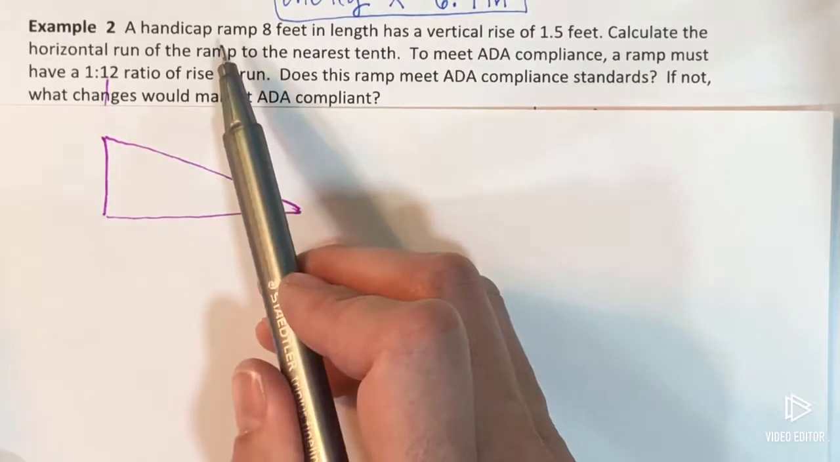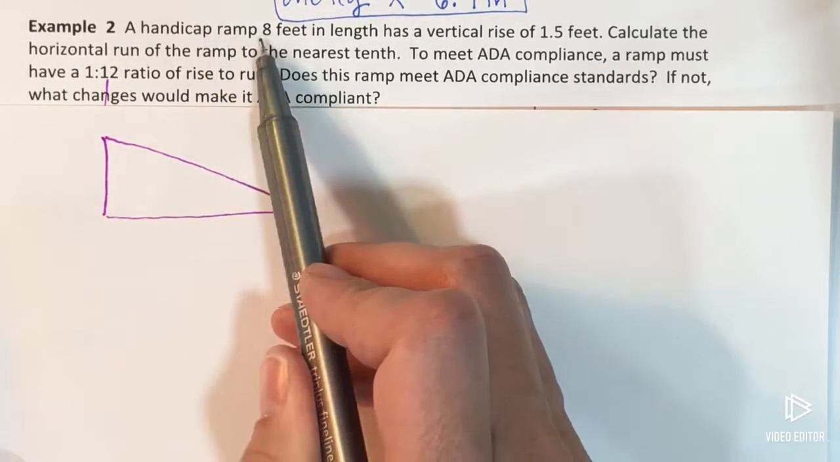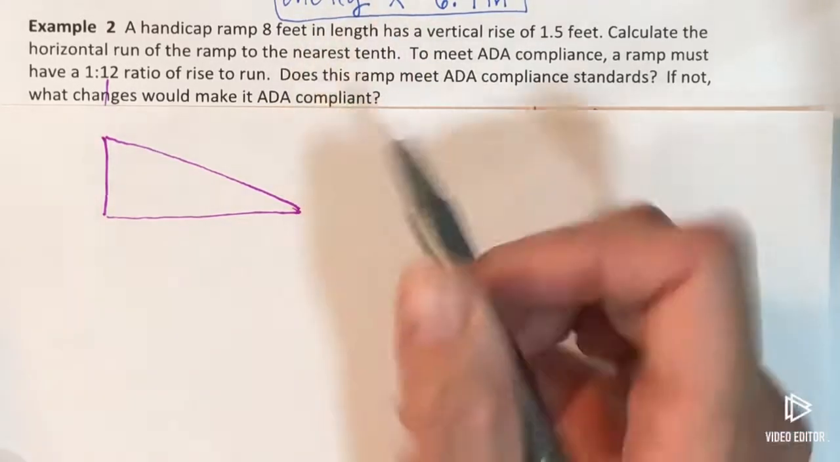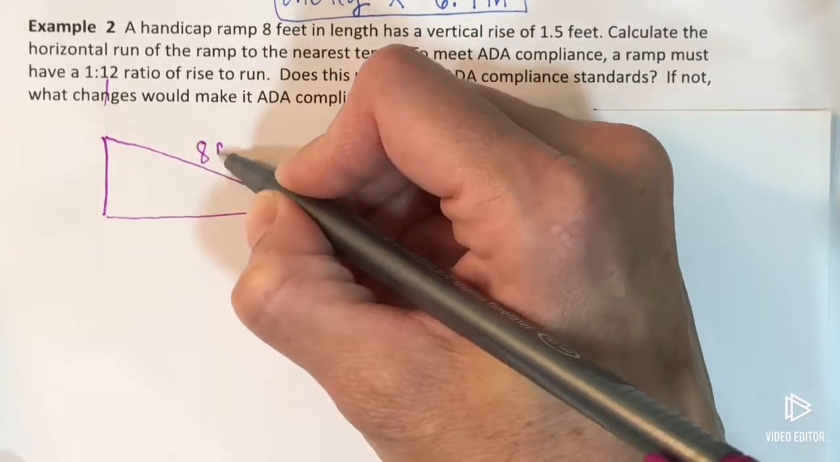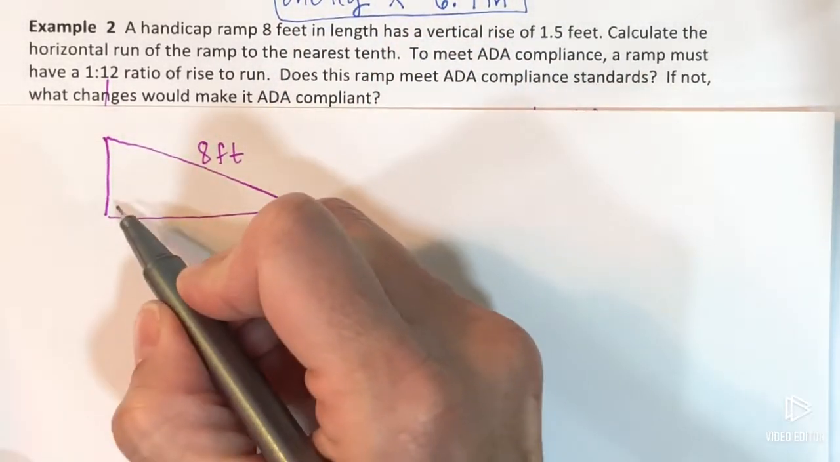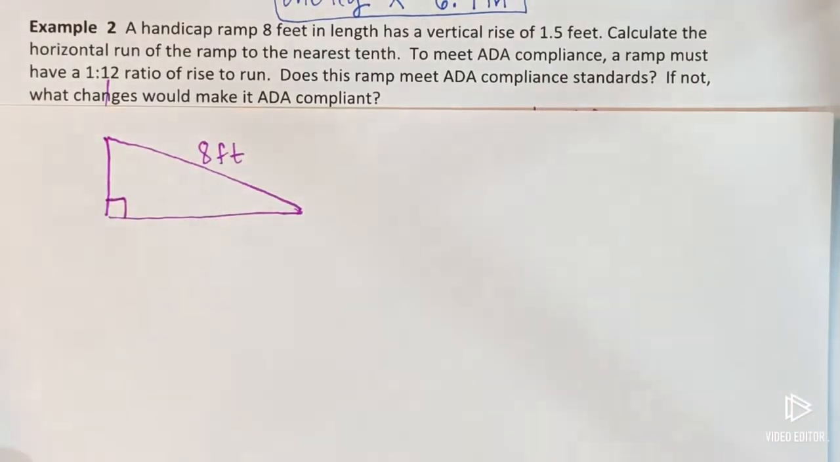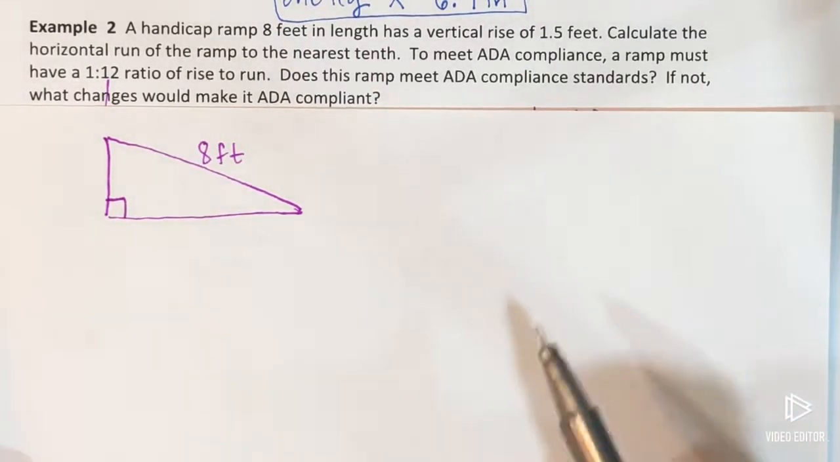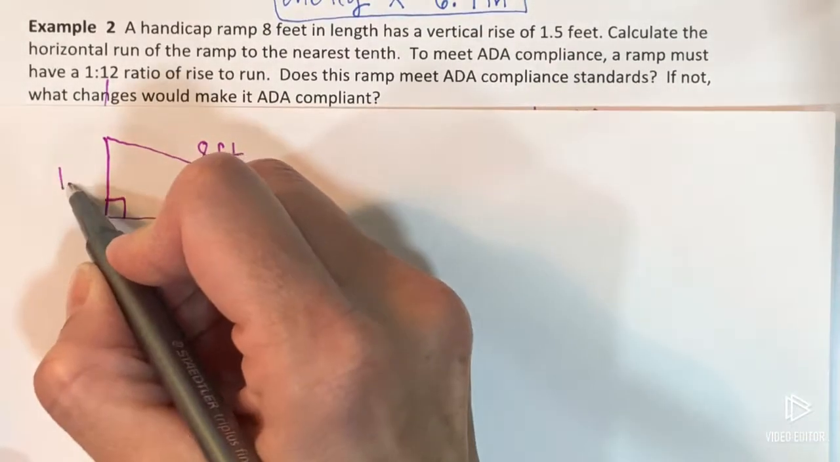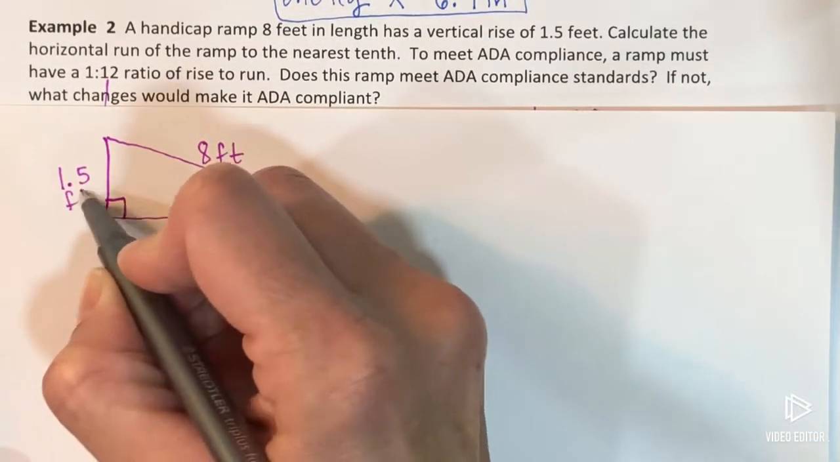Okay, so let's read what it says one more time. Handicap ramp 8 feet in length. So it's telling me the ramp is 8 foot long. So the ramp is this part right here, the hypotenuse. My right angle is formed over here, lower left again. And it says it has a vertical rise of 1.5 feet. So 1.5 feet is over here on the left.